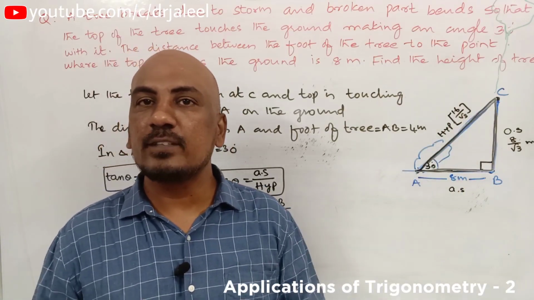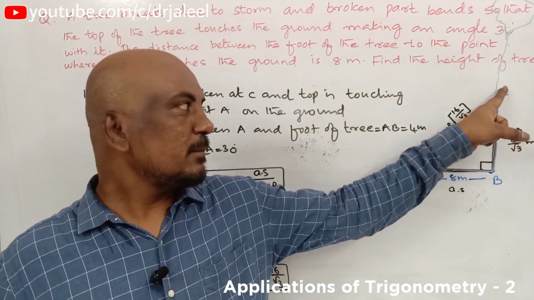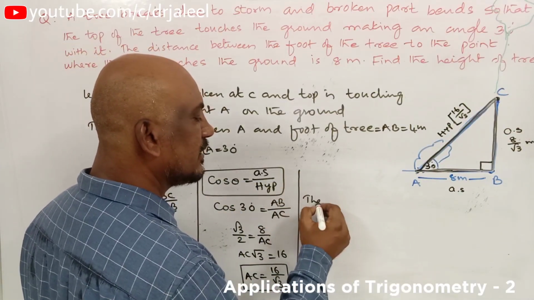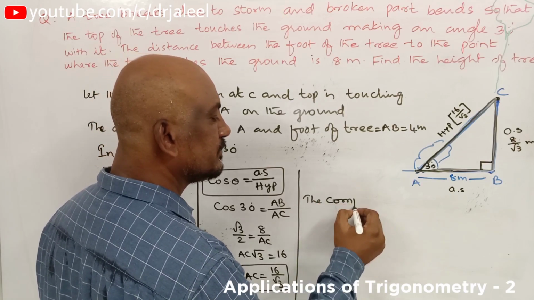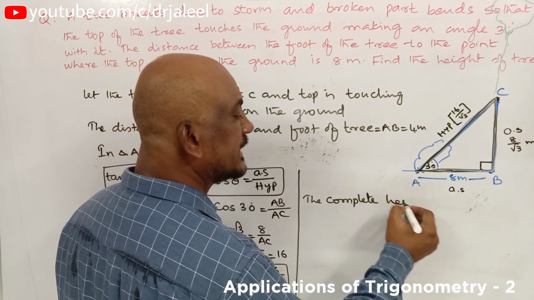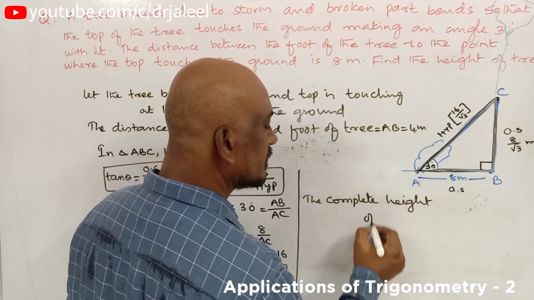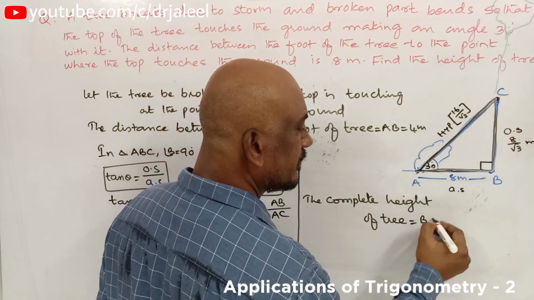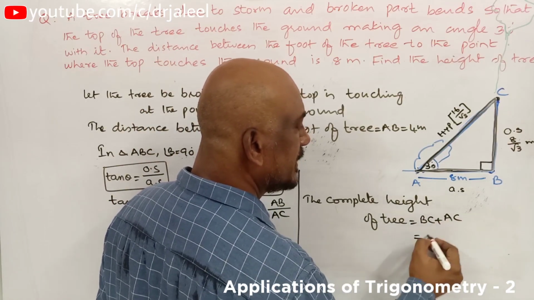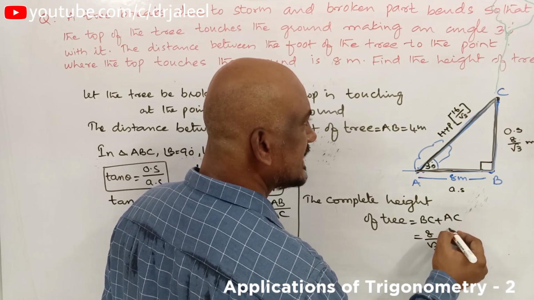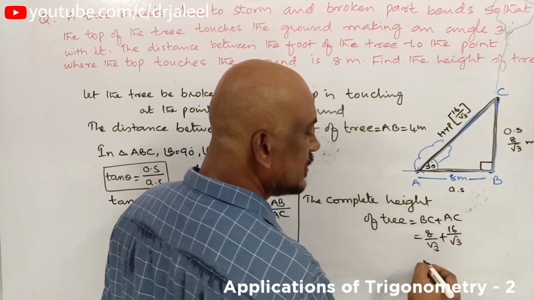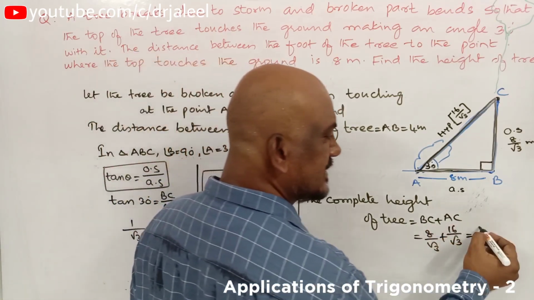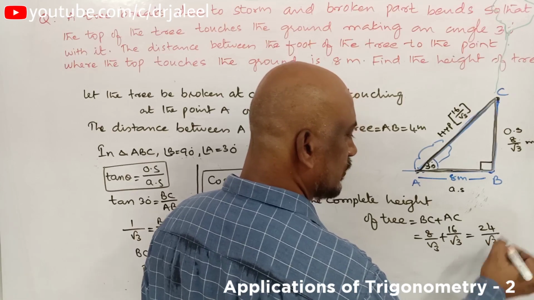So what is the complete height of the tree? BC plus AC. So let's give him the answer. The complete height of the tree is equal to, tell me what it is, BC plus AC. BC is 8 by root 3 and AC is 16 by root 3. So as the denominators are same, when you add, what will you get? 8 plus 16 is 24 by root 3.